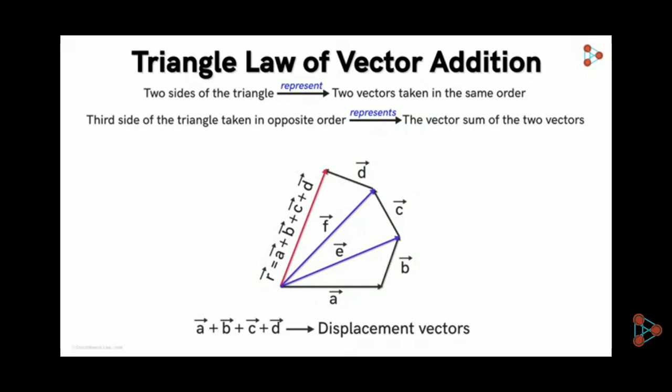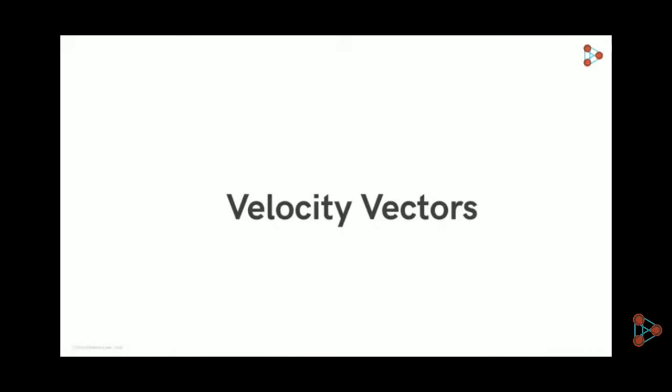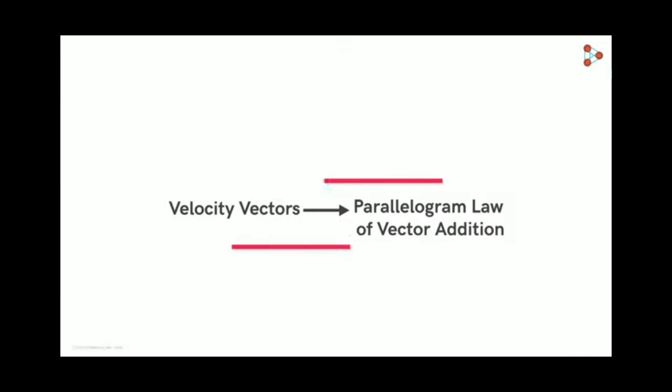So, we saw here how we can add two vectors using the triangle law. This law is easily understood if we think of the vectors as displacement vectors. Now, instead of this, if we think of the vectors as velocity vectors, we arrive at another law of vector addition called the parallelogram law of vector addition. We will see this law in the next lesson.